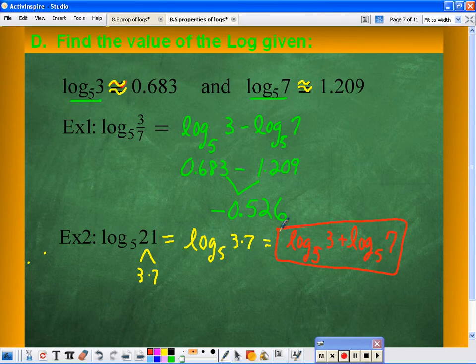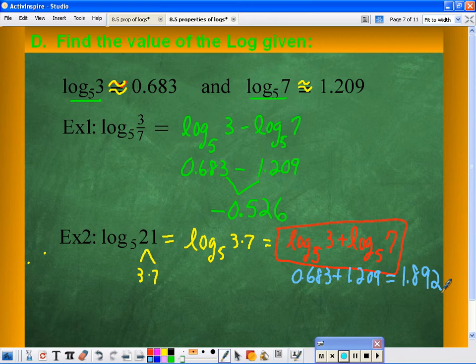Okay? And then we go ahead and plug in those values. What does that equal? Now that we're at that point, we would get 0.683 plus, this time we're going to add this, 1.209. And what does that equal? That equals 1.892.